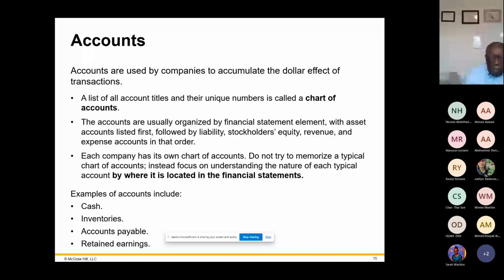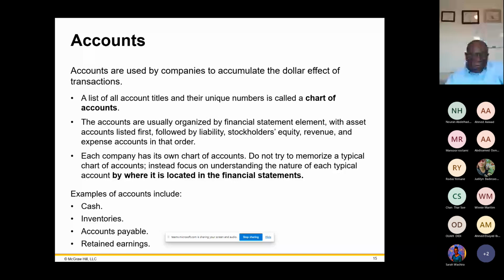And you don't typically need to say, okay, I must memorize this, because all companies have different names in most cases, even though they are standard. They have a lot of different names in their charts of accounts, which may be different from company A to company B. So you don't need to memorize the list, because it's different from company to company.